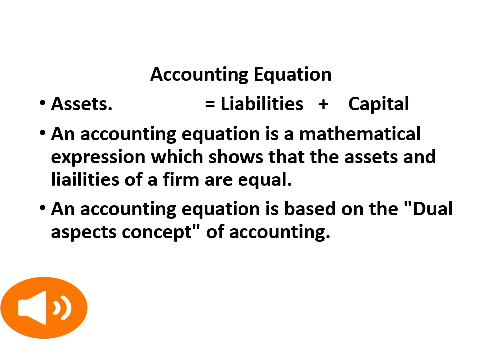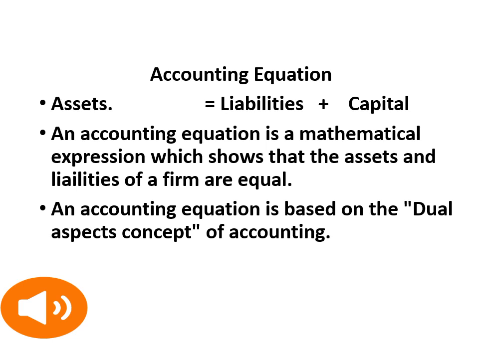The dual aspect concept of accounting means that every business transaction has a dual impact. Like every debit, there is a credit of an equal amount and vice versa. The total debit will always be equal to the total credit, and the accounting equation will always stand in balance. For a better understanding of accounting equation, we should recall the three basic elements of accounting.